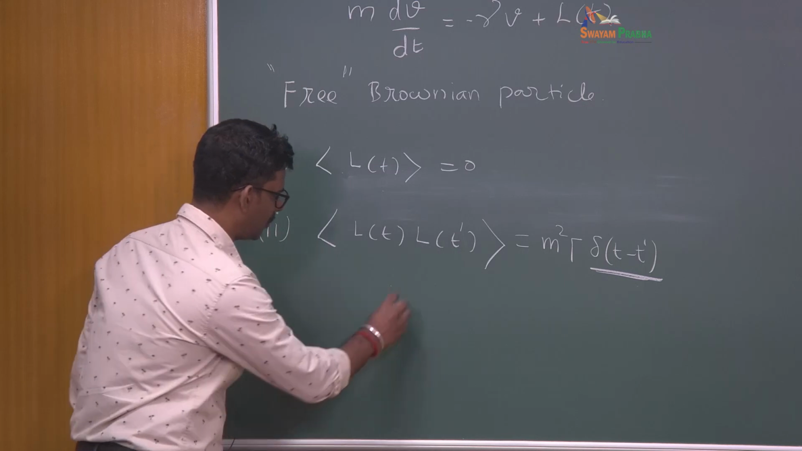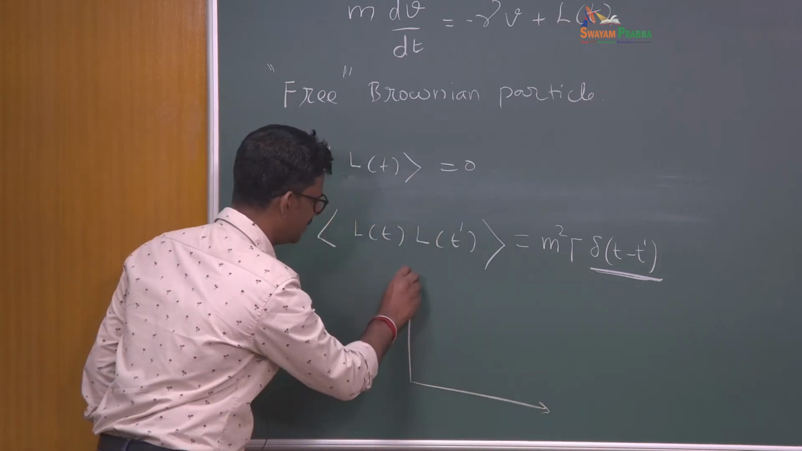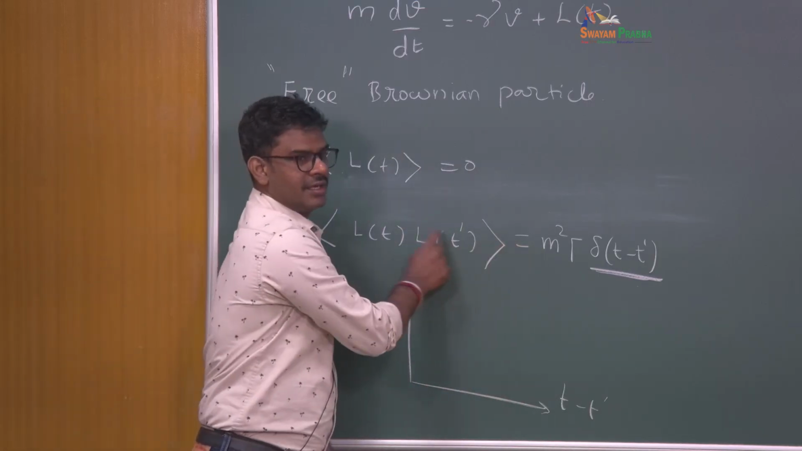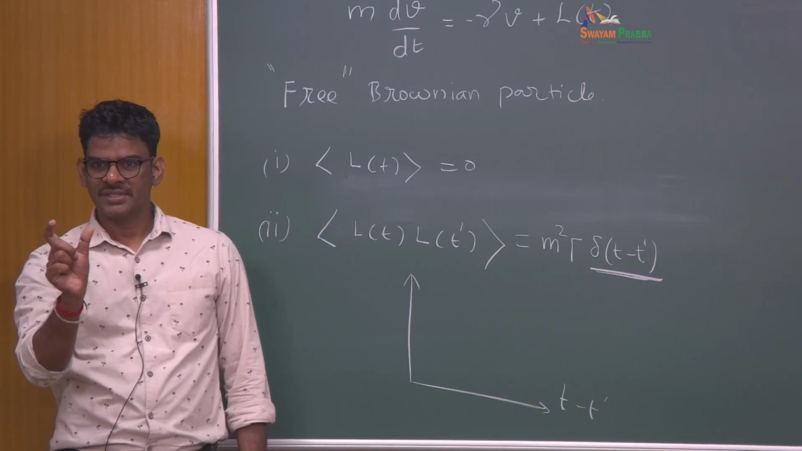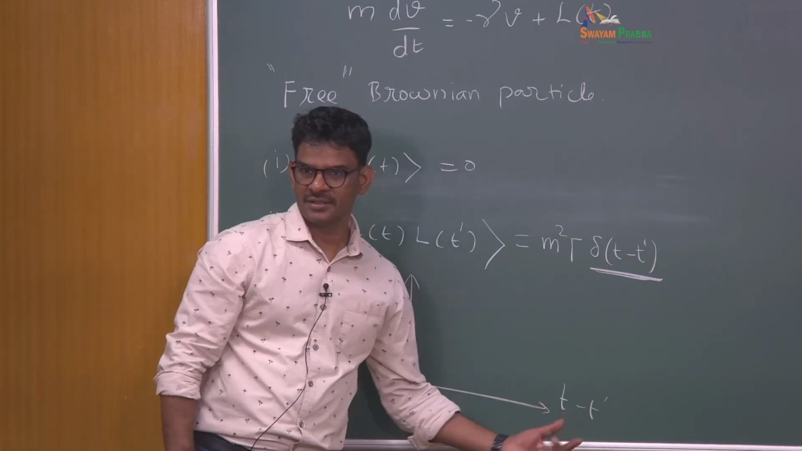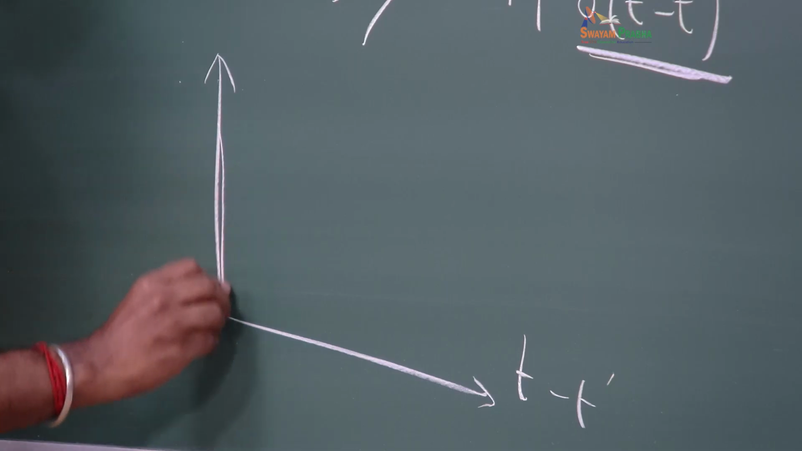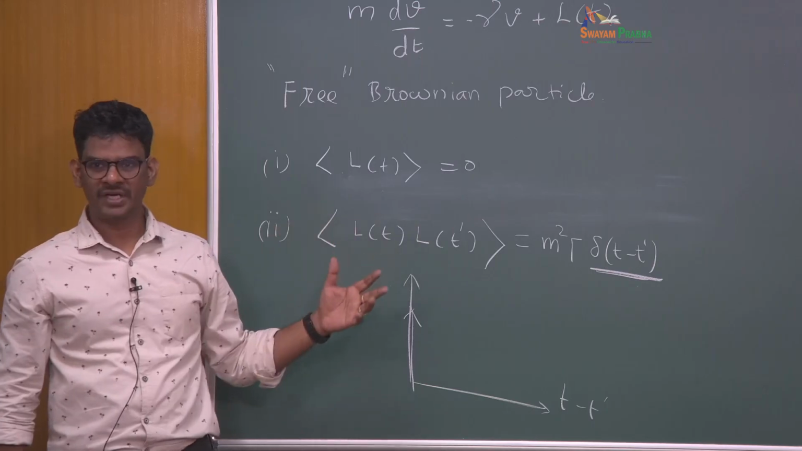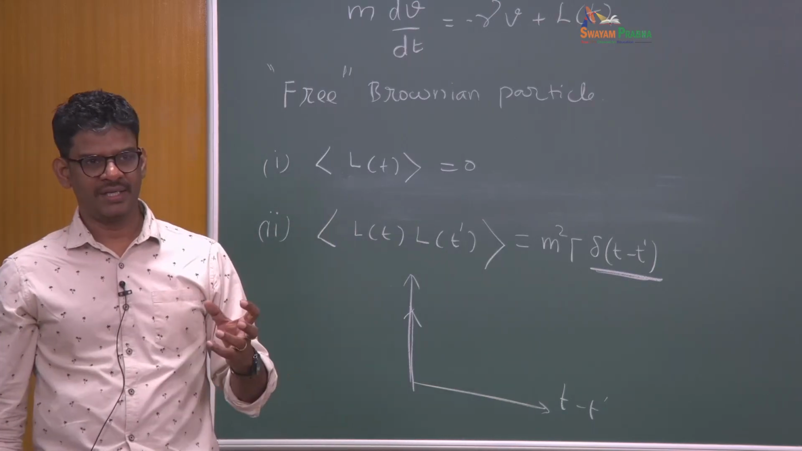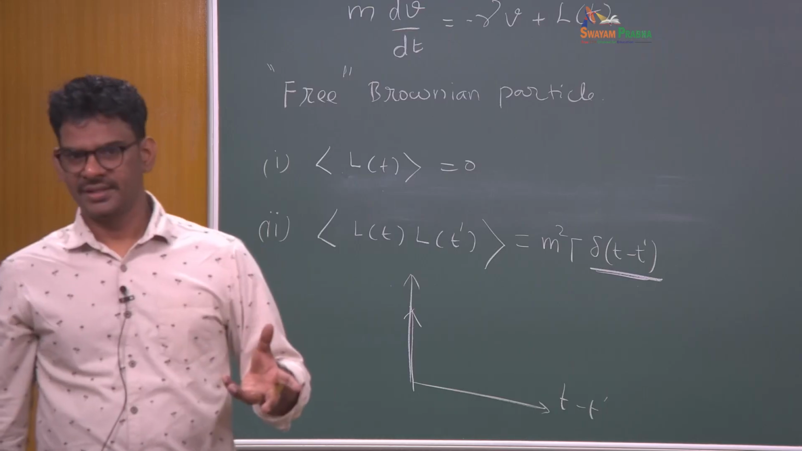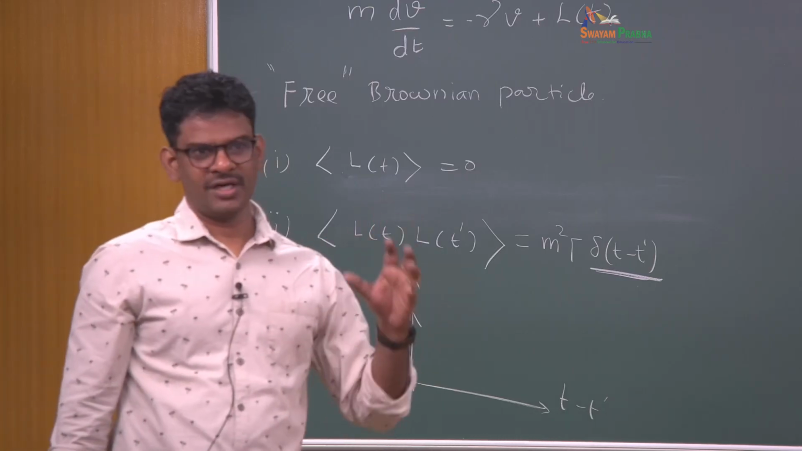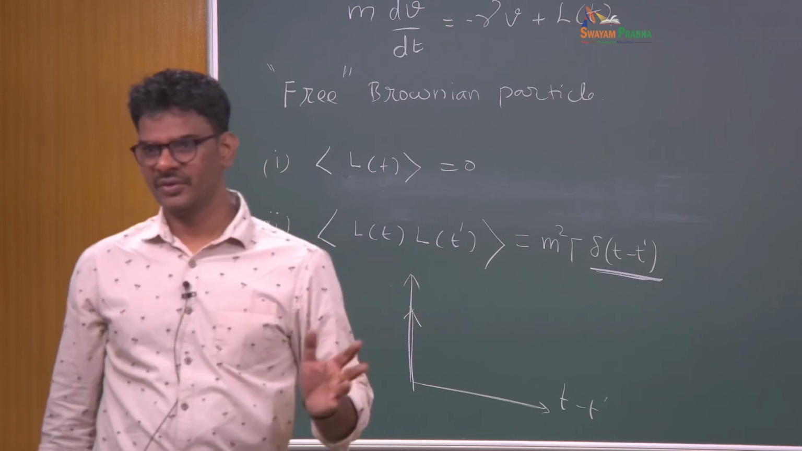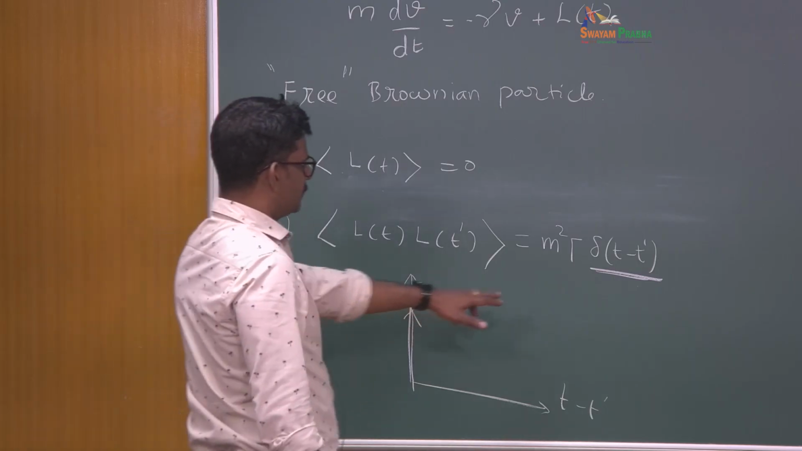So if I plot this autocorrelation function as a function of time delay, I am looking at the random force at two different times separated by an interval of t minus t prime, and that would actually peak at 0 as a delta function. That is what this means. Physically, it means that the random force acting on this particle is time uncorrelated. The force acting on the particle at time t and the force acting at another time t prime are uncorrelated.